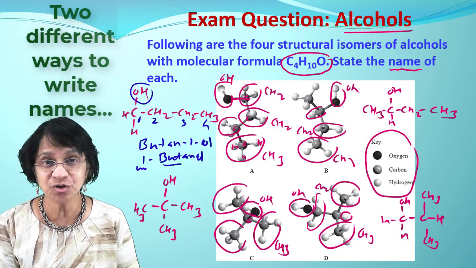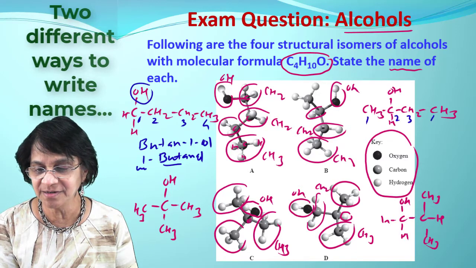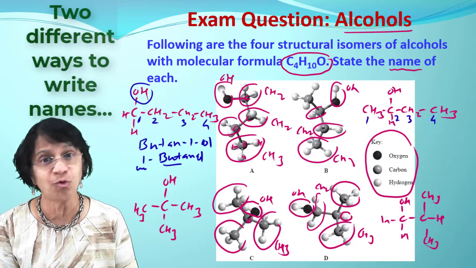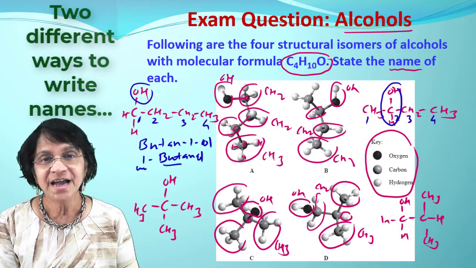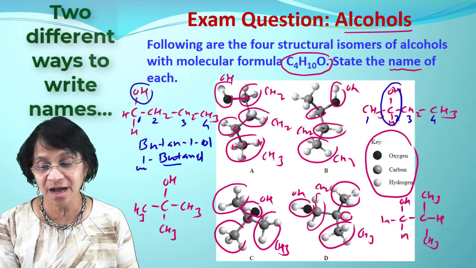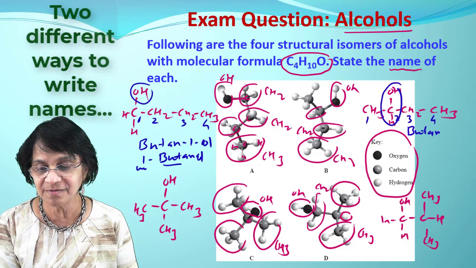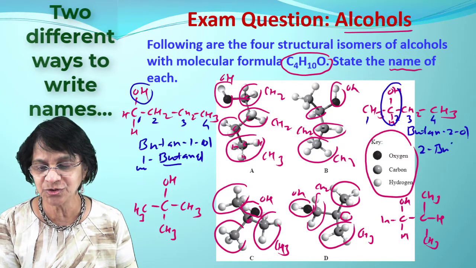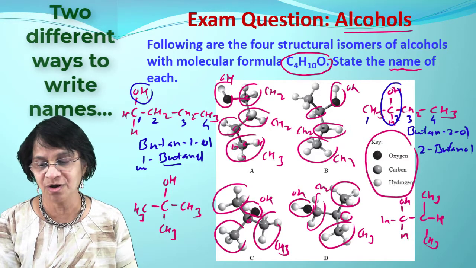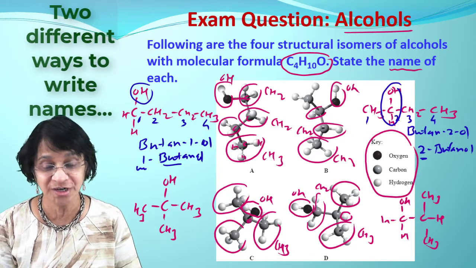Let's move on to molecule B, and if you number it 1, 2, 3, 4, again it is going to be butanol, but look carefully. At position 2, we are getting the alcohol. So it will be butan-2-ol, or we can say it's 2-butanol, indicating that at position 2 we have the OH group.